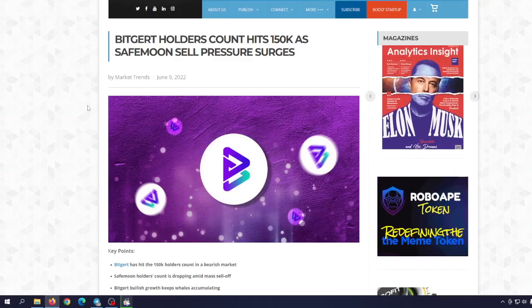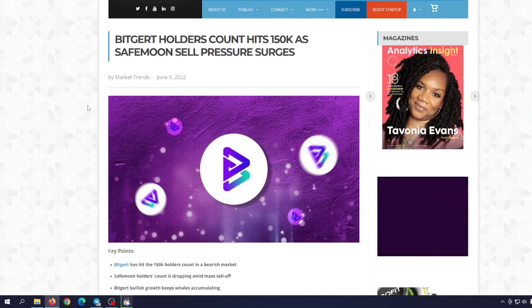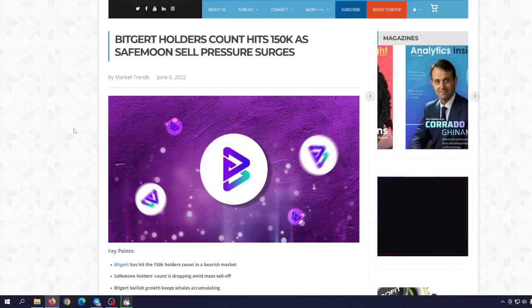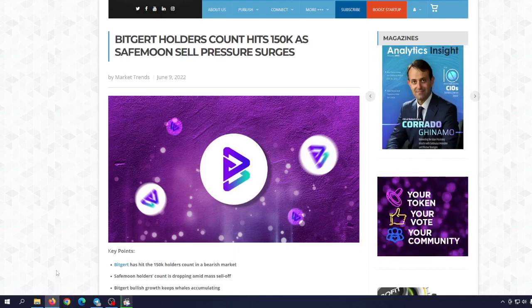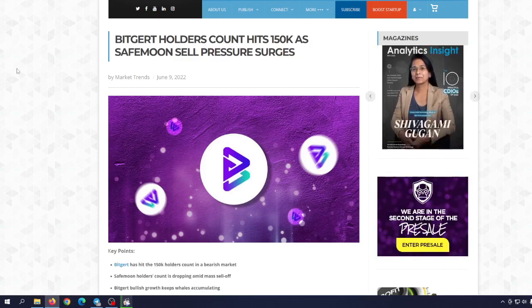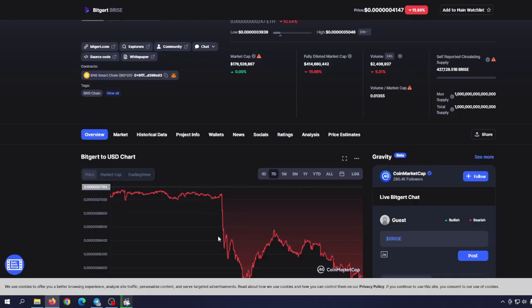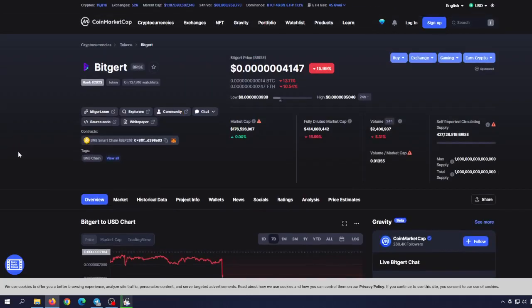Bitgert holders count hits 150k as savings sell pressure surge. So what do we have here? We have an increase in the number of holders on the other side. Price is going down. What can we expect from Bitgert in the upcoming period? Let's try to find out together.